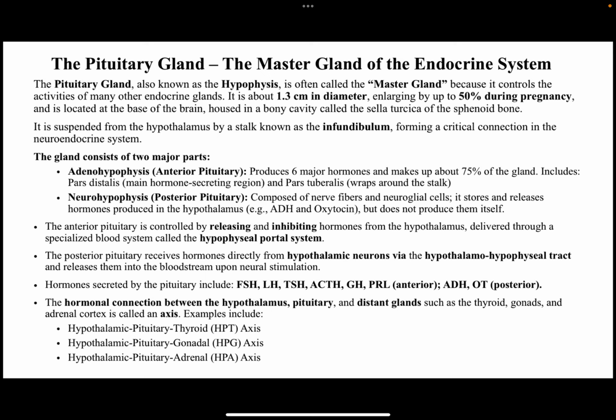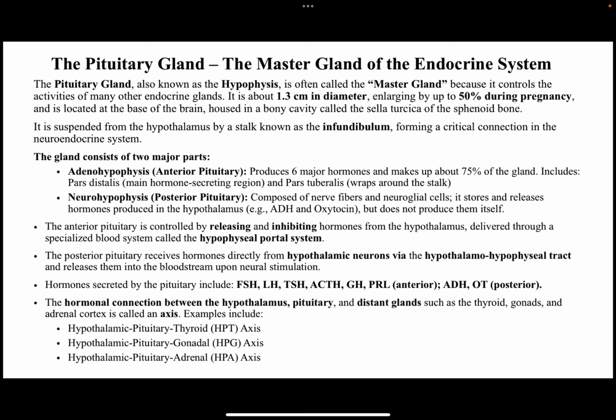Okay, so in this video, we will be focusing on the pituitary gland, which is still under the endocrine system. In fact, the pituitary gland is what we refer to as the master gland of the endocrine system. You remember that when we were looking at the hypothalamus, I mentioned that the hypothalamus is not the master gland. The hypothalamus is the master regulator. But the pituitary gland is referred to as the master gland.